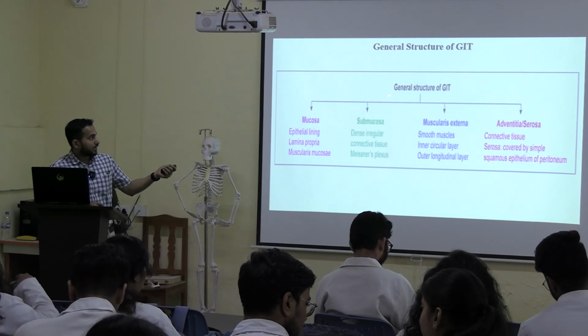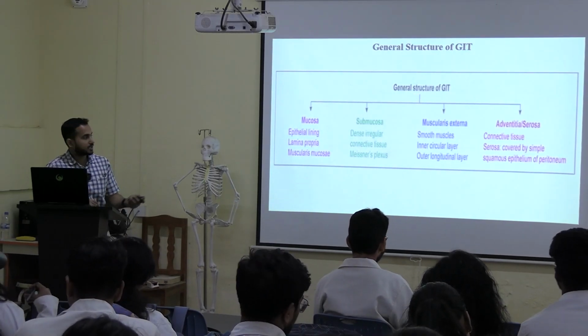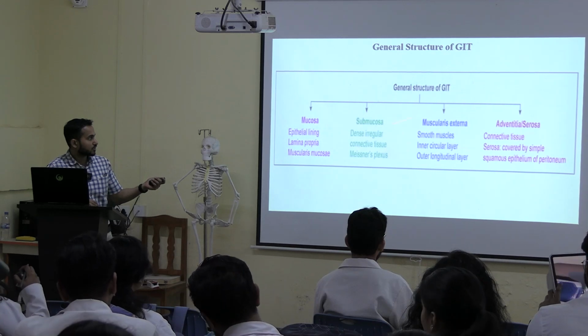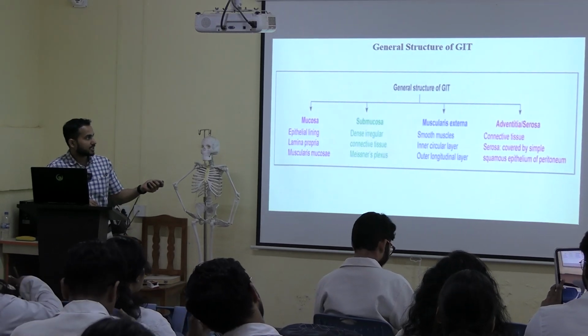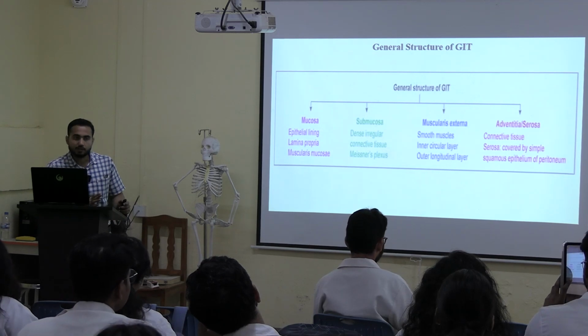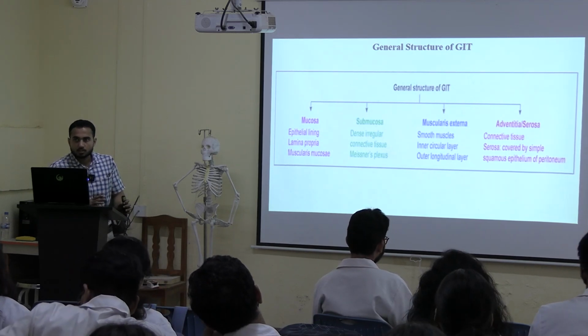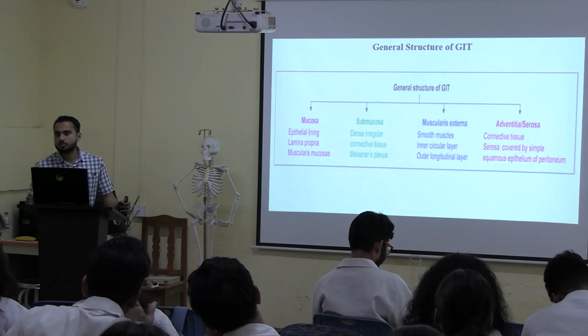Now you can see in the general structure of GIT 4 basic layers are there. What are these layers? Mucosa, submucosa, muscularis externa, adventitia or serosa. These are the 4 basic layers. I will request everyone to learn these layers by heart, because throughout the GIT we will be using this.